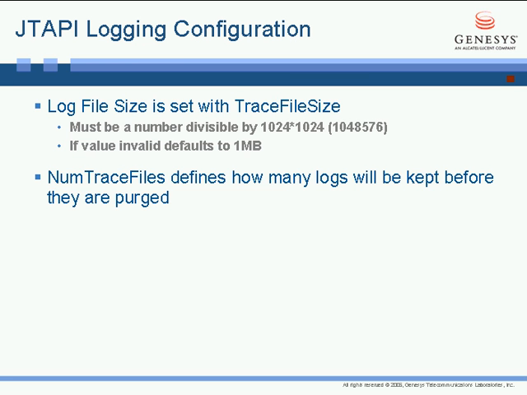Finally, the last 2 options are with regards to log retention and log size. The first option is trace file size, and in order to be valid, must be divisible by 1,048,576. It's defined in bytes, by the way. That is the equivalent of 1 megabyte. The second option, num trace files, defines how many logs are kept before they are purged.